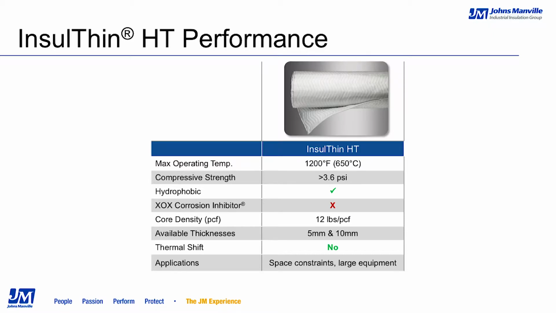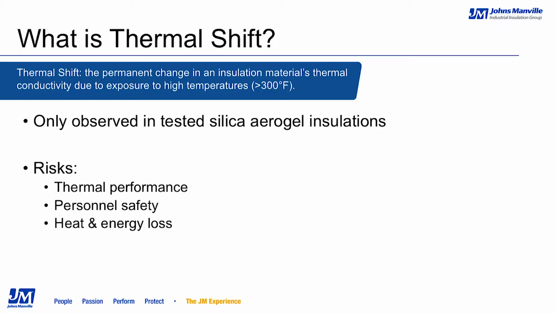Looking at some of the performance for the Insulthin HT, it is good to a maximum continuous use operating temperature of 1200 degrees Fahrenheit. It is hydrophobic. It is available in a couple of thicknesses, 5 millimeter and 10 millimeter, also in 36-inch wide or 60-inch wide. It is also not subject to something we call thermal shift. So what is thermal shift?